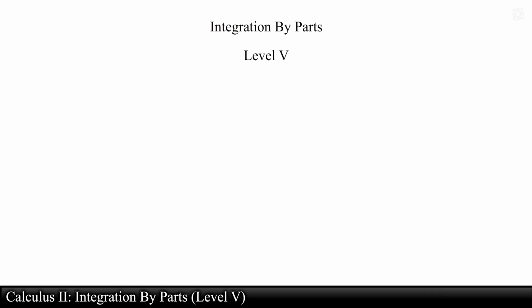Integration by parts, level 5. Alright, in this 5th video, we are essentially going to go over 3 different examples, demonstrating all the techniques learned from the previous 4 videos. The only difference is that we are going to work with definite integrals, as opposed to indefinite integrals, which were emphasized in the previous 4 videos.